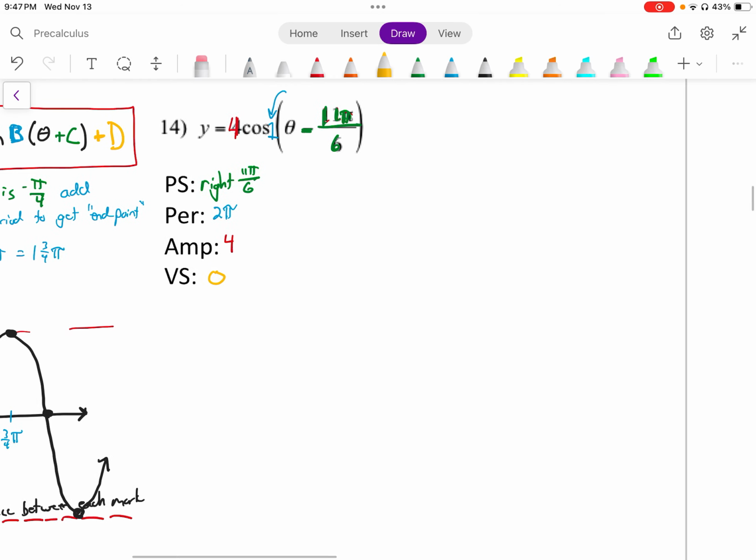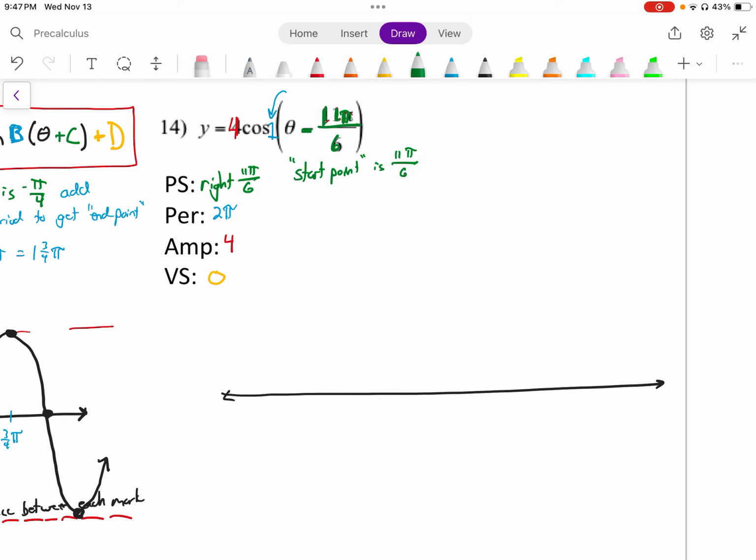We can go ahead and draw our horizontal axis. I'm not going to draw the y-axis in there because this graph is shifted. And so our starting point is 11 pi over 6, almost 2 pi, because 2 pi is 12 pi over 6. And then we are going to add 2 pi to get the end point.